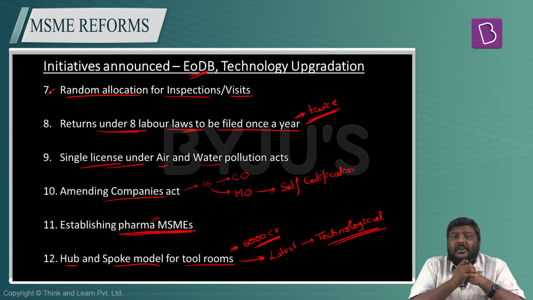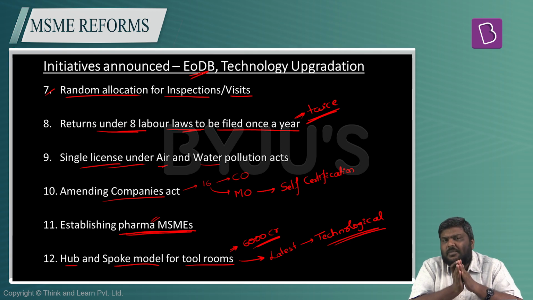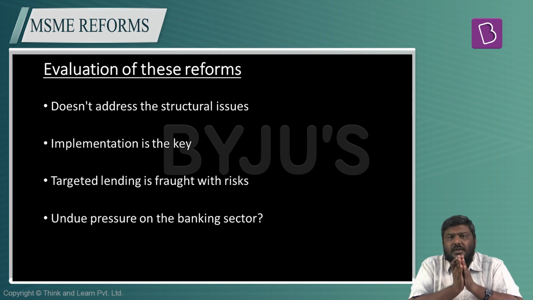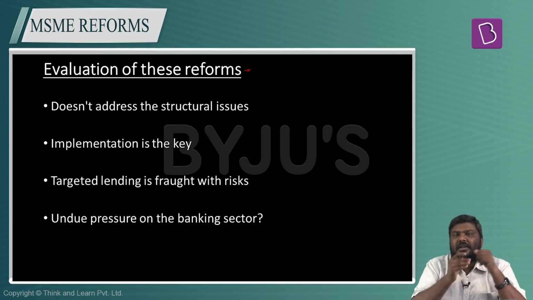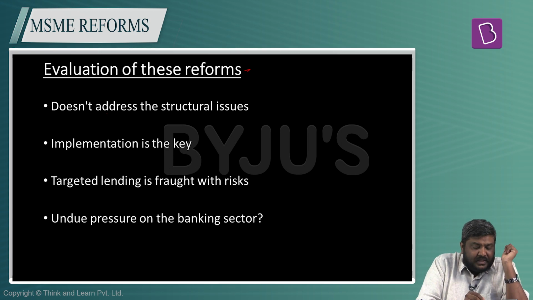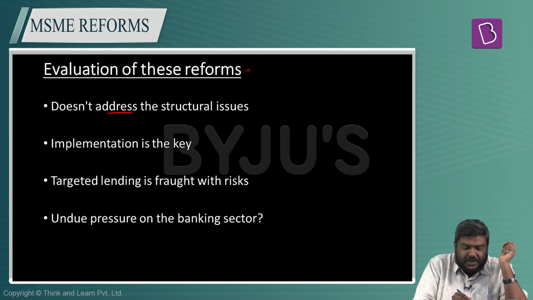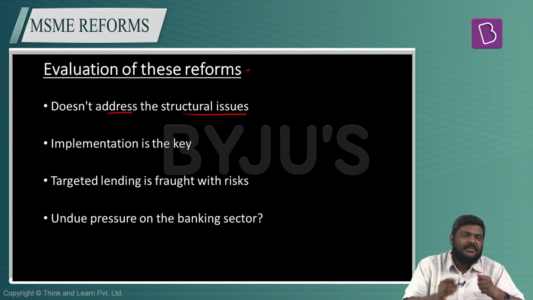Apart from this, the Government of India has also announced that a new Yojana on the lines of the Pradhan Mantri Jan Dhan Yojana will be launched to provide social security benefits for employees working in the MSME sector. So these are the reforms announced by the government. So let's have a look at the evaluation of these reforms. 1. These reforms do not address the structural issues which are plaguing the MSME sector.